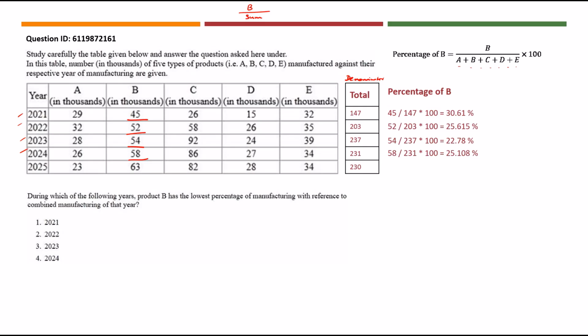They are asking product B has the lowest percentage during which of the following years? Among these four, which is lower? 22.78 is lower. So the respective year will be 2023. Option number 3, 2023 will be the right answer.